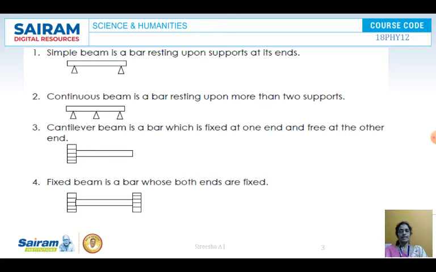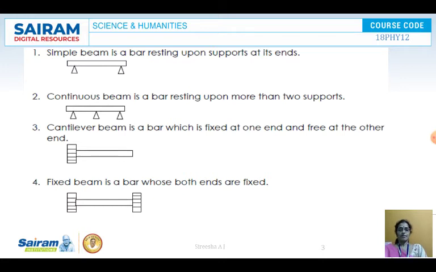Next is a cantilever beam. We have seen in the previous sessions the single cantilever. Single cantilever means one end is fixed and the other end is left free. Such a beam is called a single cantilever beam. A cantilever beam is a bar which is fixed at one end and free at the other end. That is nothing but a cantilever or a single cantilever beam.